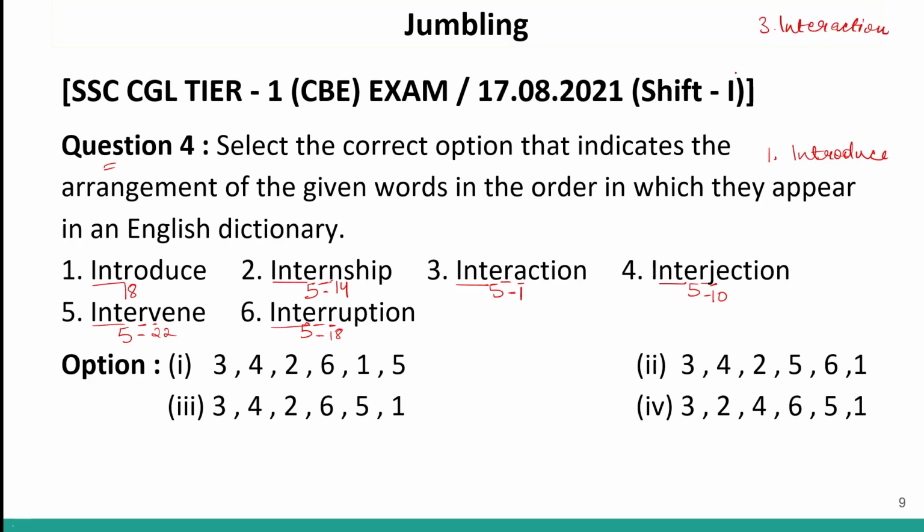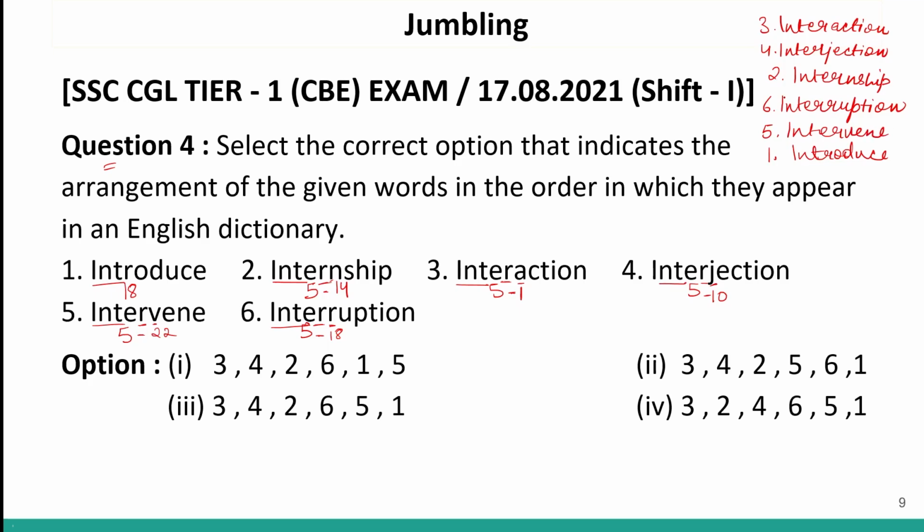Then the second word will be 5, 10, which is interjection. Then the next word will be 5, 14, which is internship. Then the next word will be 5, 18, which is interruption. And then the fifth word will be intervene.